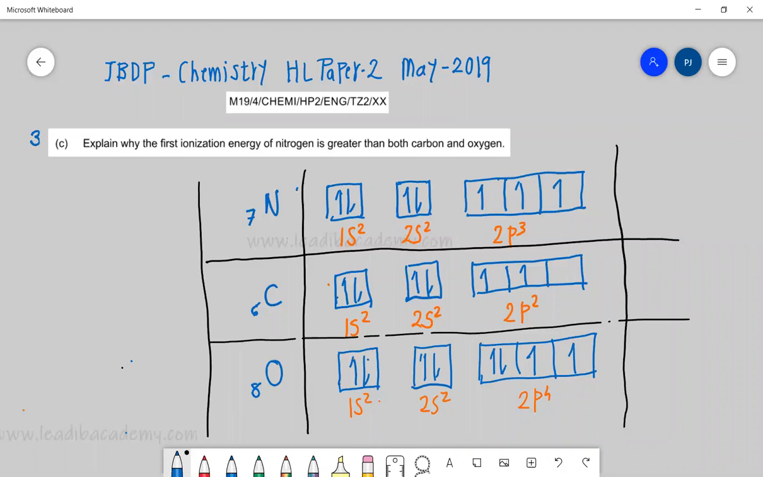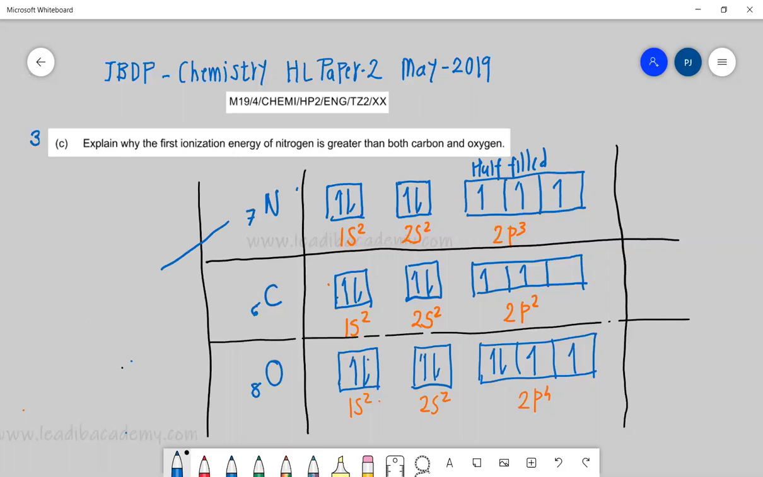That means the p orbital is completely half filled. Not the right way to say it, but we'll say half filled orbital. There is one single electron, not paired, in each p orbital. Now coming to carbon, 1s2, 2s2, and obviously there are only 2 electrons in the p orbital. While in case of oxygen, 1s2, 2s2, 2p4, that means in one of the p orbitals, the electrons are paired up. Now let's start comparing.